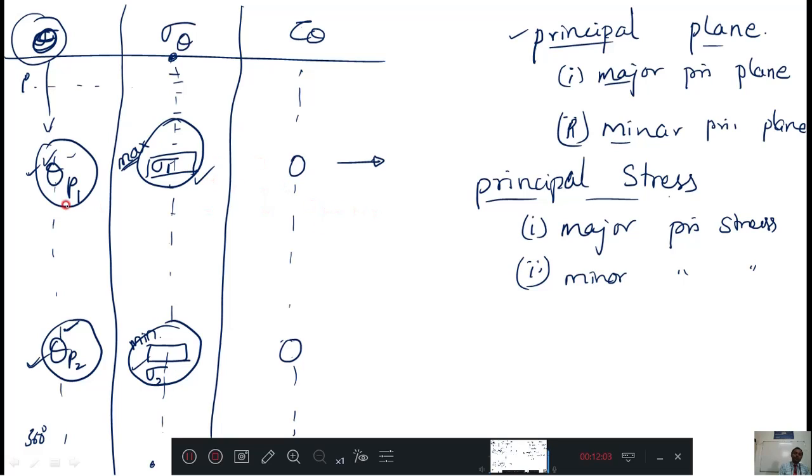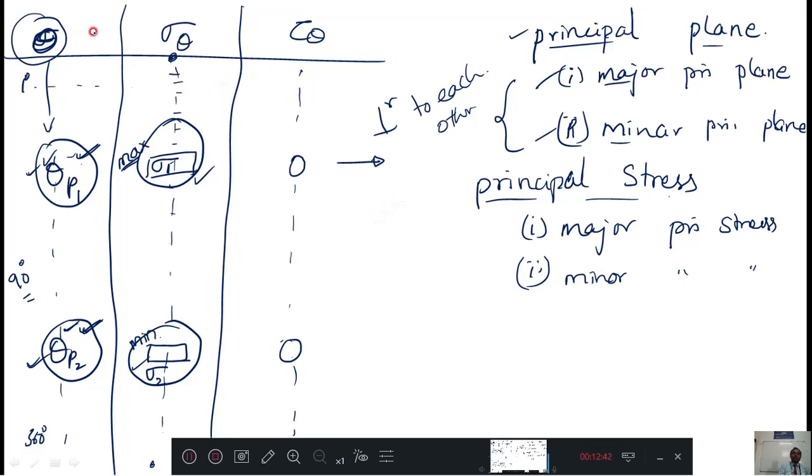And the second very important and interesting thing here is, whatever theta value you are observing here and whatever theta value you are observing here, if you compare these two, you are getting a difference of 90 degrees. The mathematical difference between these two angles is 90 degrees, which means I can say that the major principal plane and minor principal plane are perpendicular to each other. See how interesting, no? Perpendicular to each other.